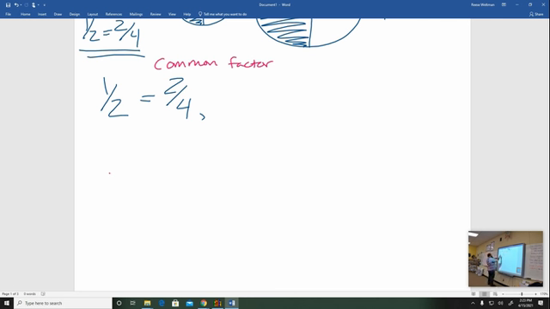So in this case, we would want to figure out, okay, how can you get from 1 to 2, and how can you get from 2 to 4? And the other principle, the thing you need to remember here, is whatever you do to the denominator, you have to do to your numerator as well.